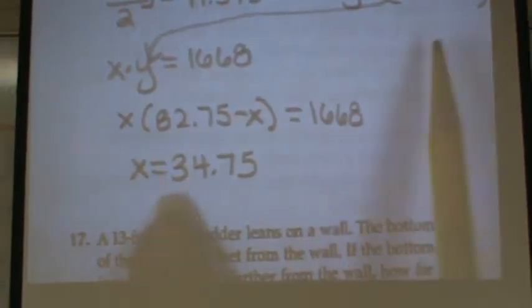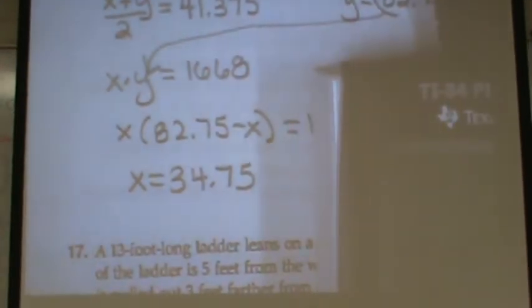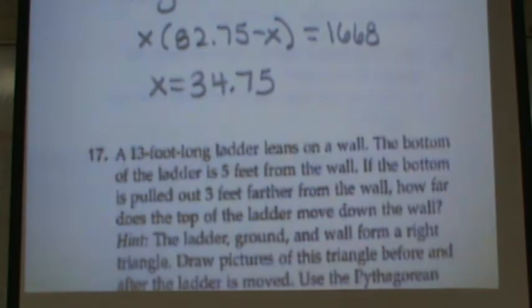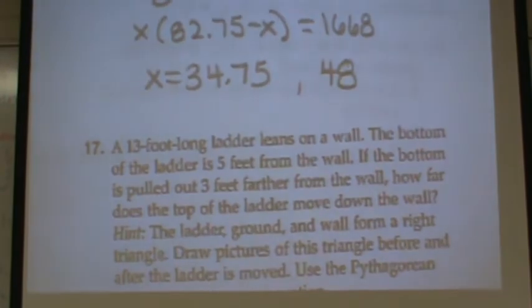You could find the other answer by substituting in here, or what you can do is use your calculator and do second calc. That 0 looks like it's between 40, enter, and 60, and it's 48. These are your two numbers.